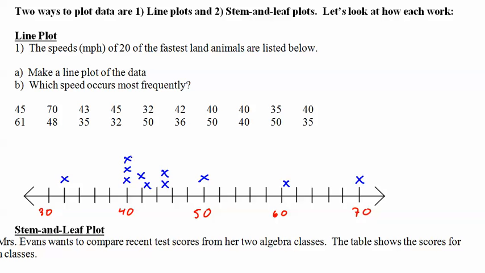And when you're done, you can say, well, which one's the most frequent? And after you've plotted all of it, you'd say, oh, yeah, 40 is the most frequent. You could also just look at the data and figure that one out, too.